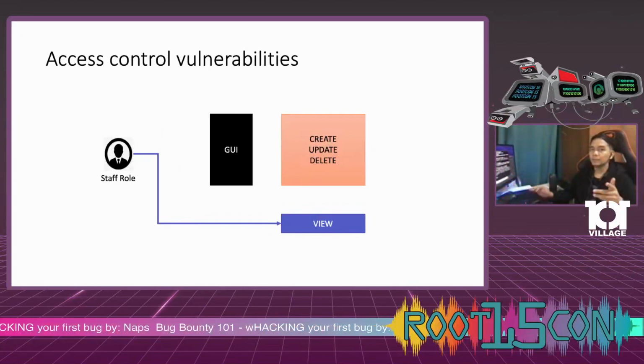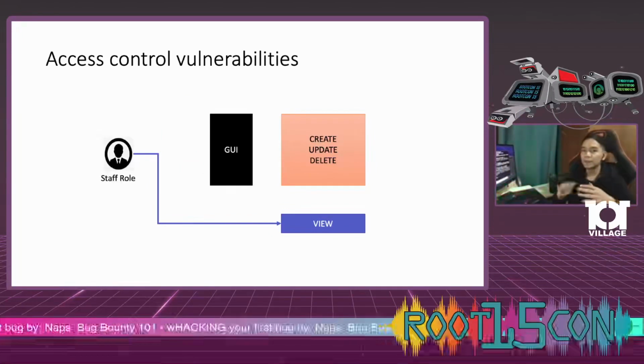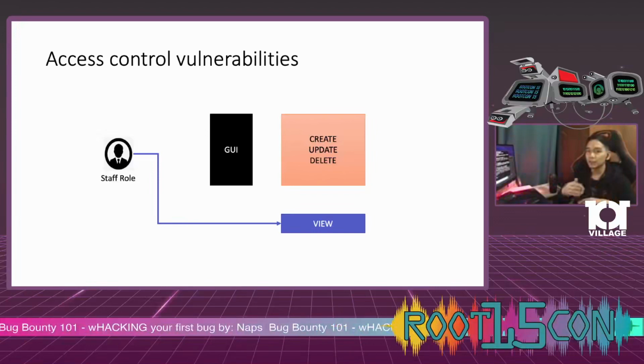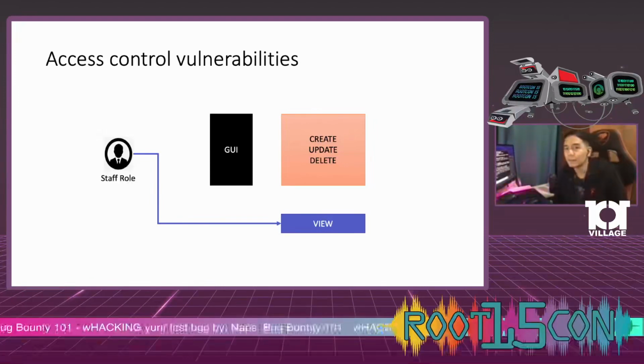So in the previous demo, the staff does not have access to the graphical user interface of customer feedback or the administration page. So that's why he can't delete it. Maybe the developer thought that if the staff role does not have access to the GUI, or the graphical user interface, it can't use that specific functionality.